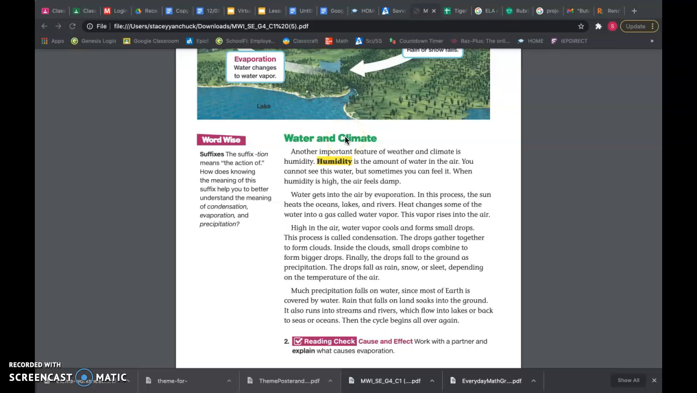So, water and climate. Another important feature of water and climate is humidity. Humidity is the amount of water in the air.